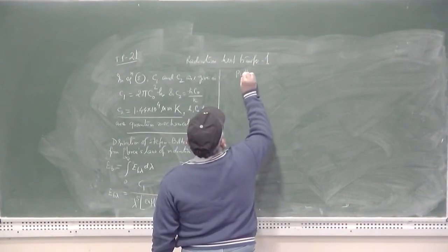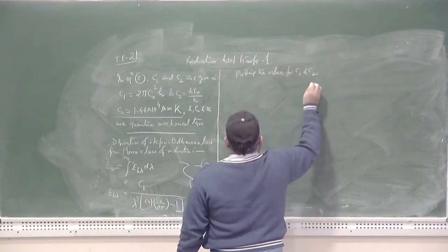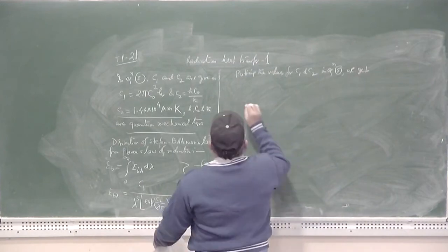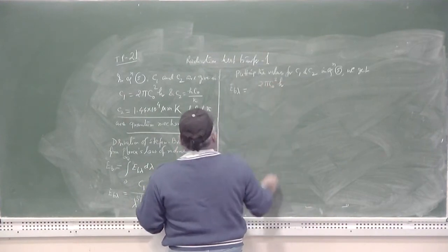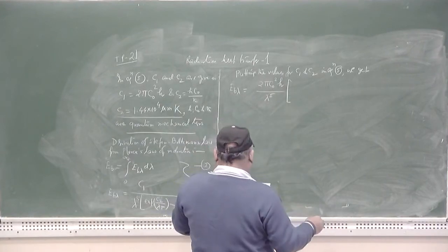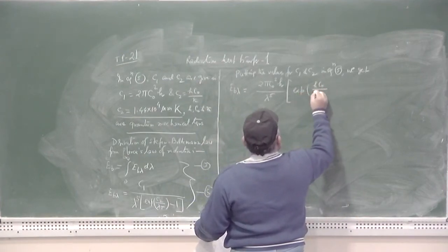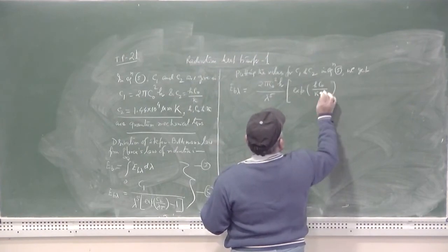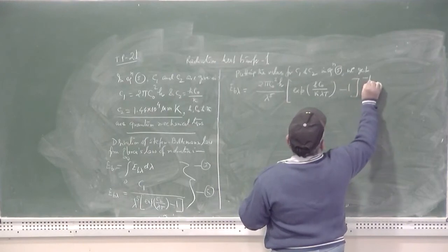Now, putting the values for C1 and C2 in equation number 5, we get E_bλ equal to C1, that is 2π C0 square into h divided by λ to the power 5 into exponential of C2, which is h C0 by k into λ into T, minus 1, raised to the power minus 1.